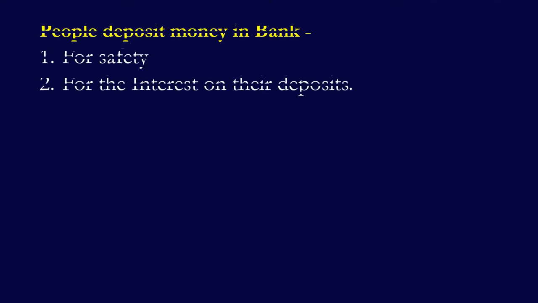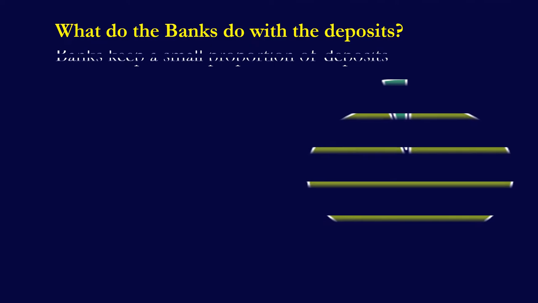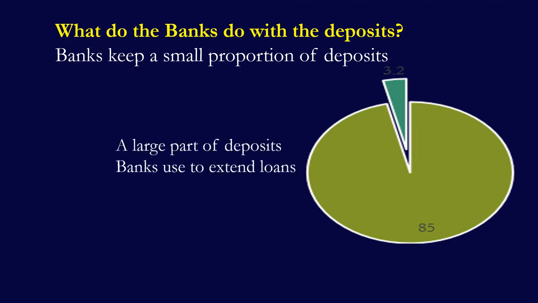We know that people deposit their money in the bank for two reasons: for safety and for the interest they get on their deposits. But the question is, what do the banks do with the deposits they have accepted from the public? How do the banks use the money deposited by people? The banks keep only a small proportion of money deposited by people, and a large part of deposits the bank uses to give loans. Banks keep only 15% of deposits and use 85% of deposits to give loans to the people.